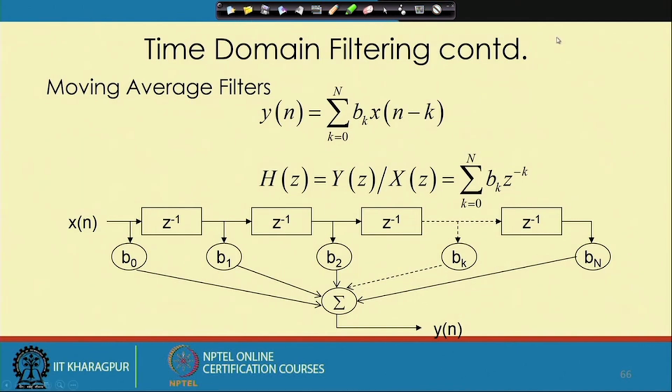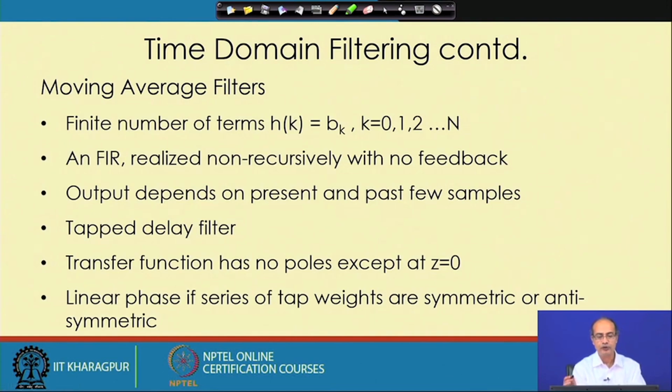Now let us try to look at the forms, that is, what are the things we need. First of all, we need a finite number of terms, that is, the impulse response h k is nothing but this b k, starting from 0 to n. So, we have taken n terms, and to make it unique, usually b 0 is kept as 1, because if we scale it, then everything would be scaled, and it would be just a simple scaling of the output.